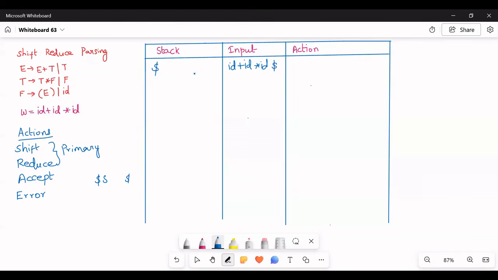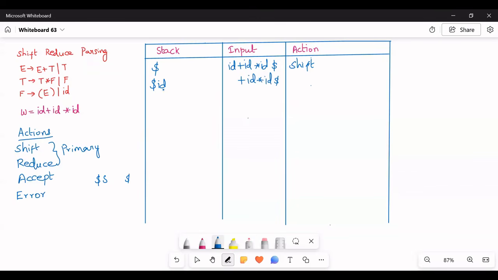Initially we cannot do a reduce action, right? Because the stack is empty. It contains only dollar, which indicates the bottom of the stack. We don't have any handle here. So if we don't have a handle, we need to do the shift action. So write shift here, and we shift one input symbol from the input buffer onto the stack. Okay, id. So this id is shifted onto the stack. The remaining input is plus id star id dollar.